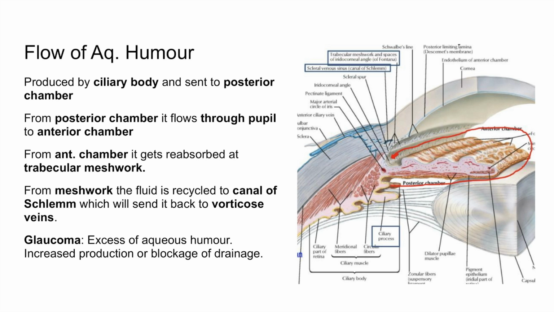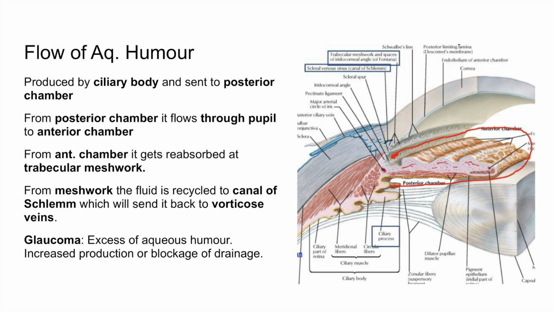So once in the anterior chamber, the aqueous humor moves toward the iridocorneal angle, which is the junction between the iris and the cornea, and this is where drainage occurs. The fluid is reabsorbed through the trabecular meshwork, which acts like a porous filter. And from the trabecular meshwork, the fluid enters the canal of Schlemm, also called the scleral venous sinus. And from there, it's drained into the venous system, eventually reaching the veins. So the key concept is that production is constant and drainage must match it to maintain normal intraocular pressure.